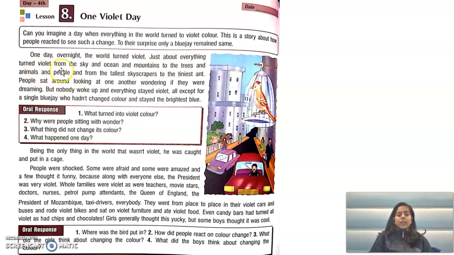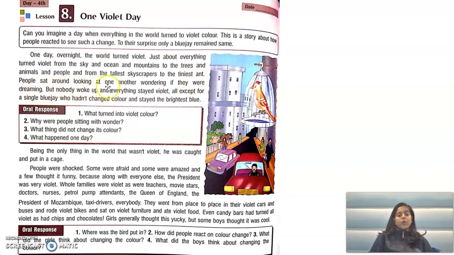Just about everything turned violet, from the sky and ocean and mountains to the trees and animals and people, and from the tallest skyscrapers to the tiniest ant. And what became of violet color? Everything. The sky, the ocean, the mountains, the trees, the animals, the people, and the tallest skyscrapers, the tall buildings. From the big buildings to the smallest ant. Ant means चींटी. The biggest thing also turned violet, and the smallest thing also turned violet. Everything in the world turned violet.